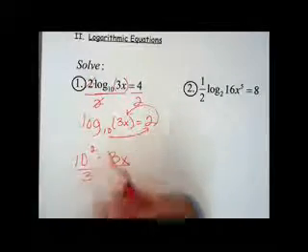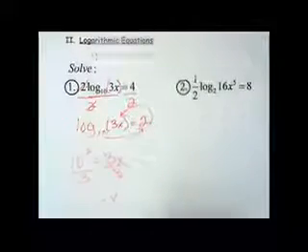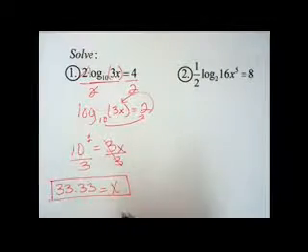Divide both sides by 3. So x equals 10 squared divided by 3, which is 33.33.